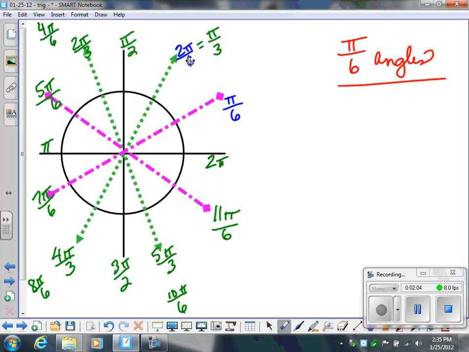What's the 7 pi over 6 going to be, folks? Negative square root of 3 over 2, comma, negative 1/2. And then 11 pi over 6 is going to be square root of 3 over 2, comma, negative 1/2. When we get this on the big unit circle, it's going to completely make sense to you. I promise. Okay? But remember, pi over 6 goes with square root of 3 over 2, comma, 1 over 2. That's its order there. Okay?